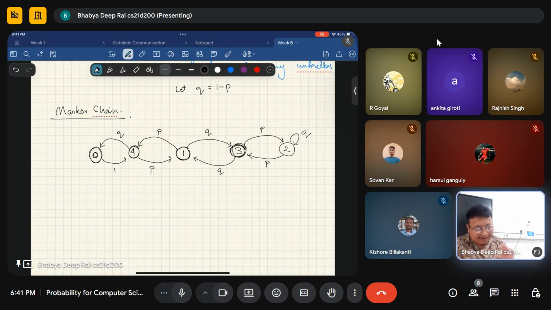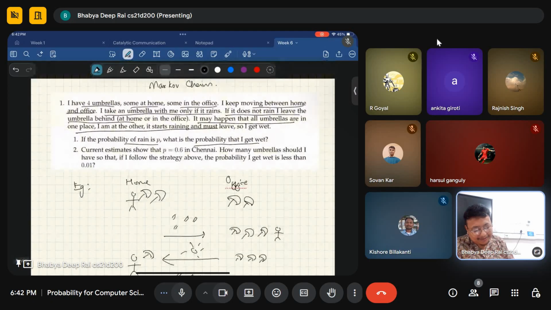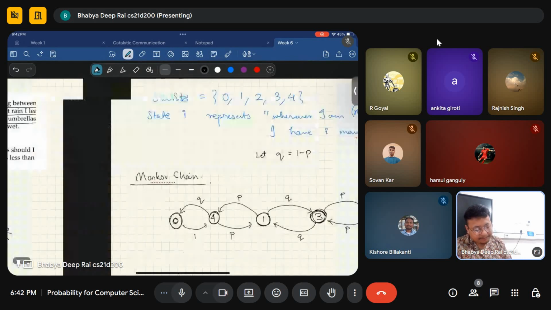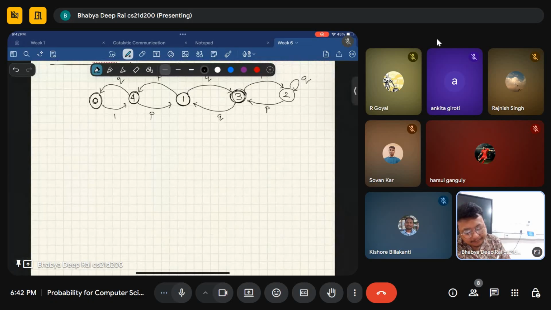So now we try to solve the question. The question says, if the probability of rain is P, what is the probability that I get wet?